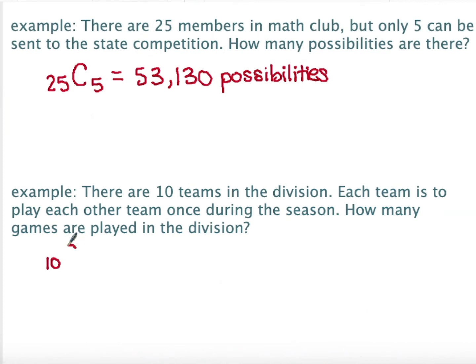So I'm going to go with order doesn't matter. I've got 10 teams and I want to see how many combos of 2 I can make. I think this will work. And that comes out to 45 groups of 2 out of those 10 teams, which corresponds to 45 games.